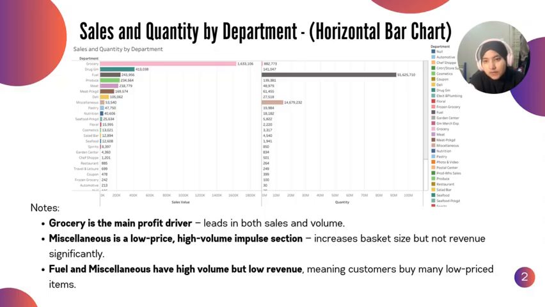Now is the analysis of sales and quantity by department using a horizontal bar chart visualization. Here we can see that grocery is the main profit driver, which leads in both sales and volume or quantity. Meanwhile, fuel and miscellaneous items have high volume but low revenue, indicating low-price impulse purchases.